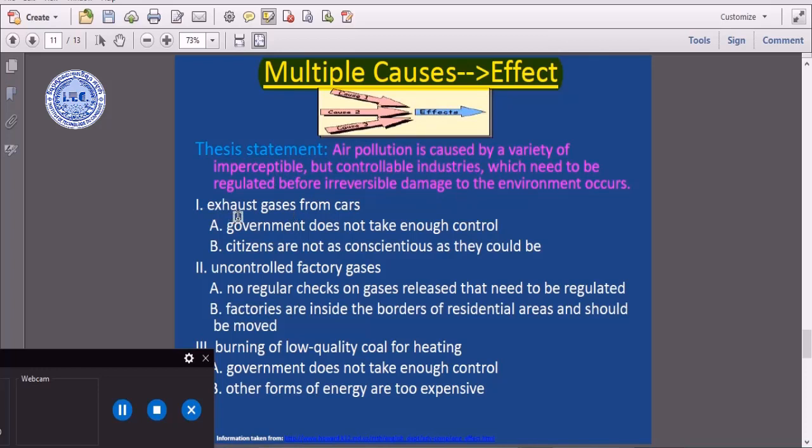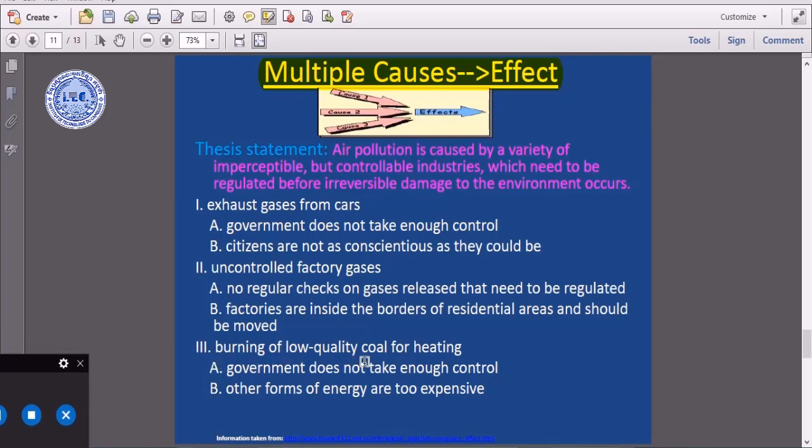Number one, they talk about exhaust gases from cars. They have two points, A and B. A, government does not take into control the gases from the car. B, citizens are not as conscious as they could be. The main point is that citizens are not careful. They don't pay much attention to the gas from the car. Number two, uncontrolled factory gases. For example, A, no regular check on gas release that needs to be regulated. B, factories are inside the border of the residential area and should be removed. Third one, burning of low quality coal for heating. A, government does not take enough control. B, the forms of energy are too expensive. That's why. These are all the causes or the reasons.